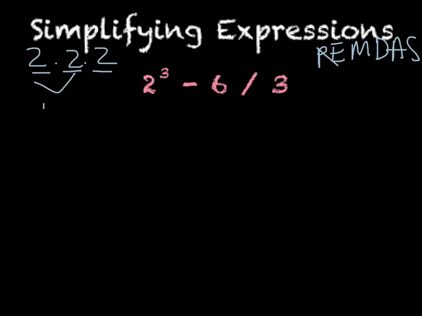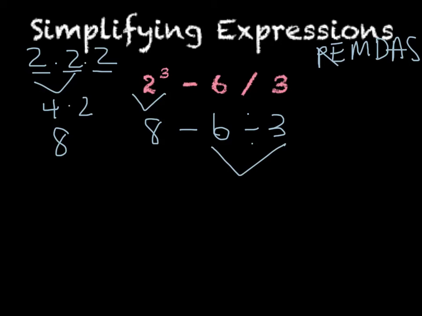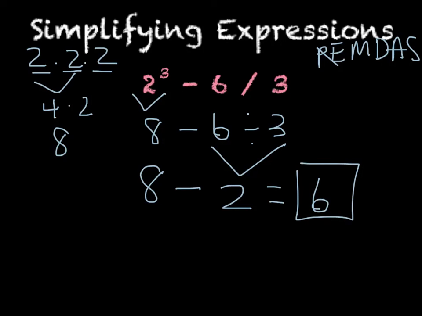So I have 2 times 2 is 4. I have that last final 2, so I'm going to multiply 4 times 2. I'm going to get 8. So I'm going to replace 2 cubed with the number 8. Everything else I'm going to copy straight down. Now I don't have any multiplication, so the next step I'm going to have is division. Instead of 6 divided by 3, I'm going to write the number 2. I still have to carry down that 8 and the subtraction symbol, so I have 8 minus 2, and that's going to equal 6.